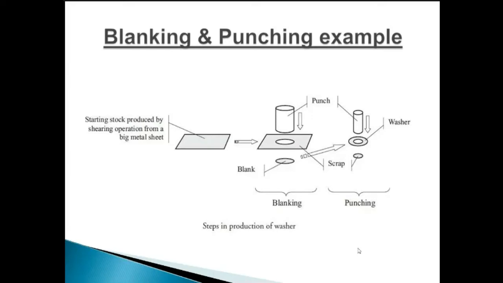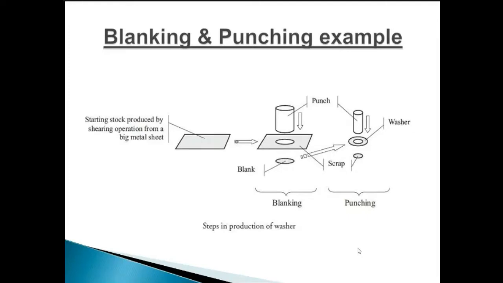It can get one circular part, but we have to make it into washers. But a washer is a hollow part. So whatever blank we have, we have to carry that blank and put it below the punch, and due to the punching operation it will give some hollow shape, and that hollow shape is nothing but the washers.